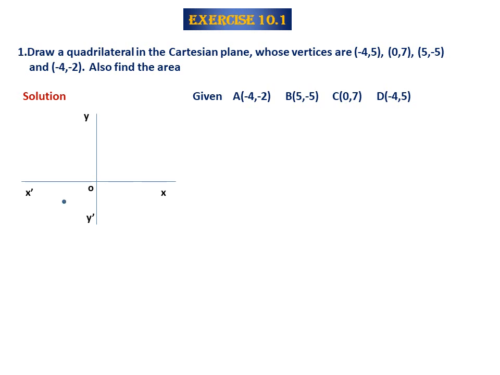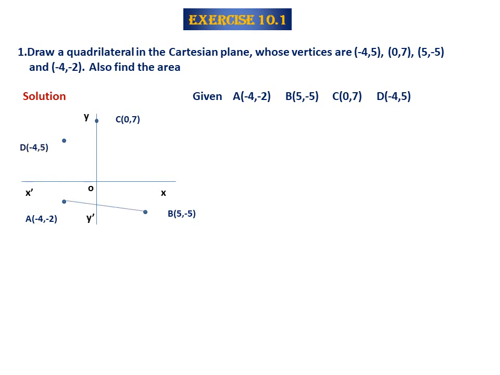Now let us identify them, locate them on the Cartesian plane. First one is A, minus 4 minus 2, which is in the third quadrant. Then second point is B, 5 minus 5. Third point is C, 0, 7. 0, 7 means it is on y-axis. And the last point is D, minus 4, 5.